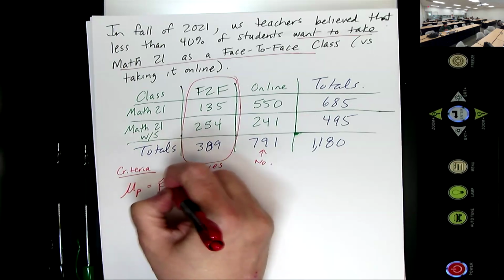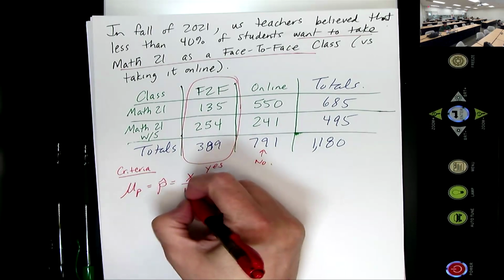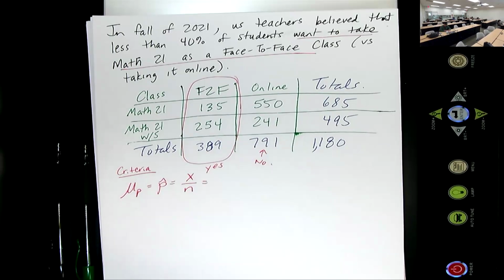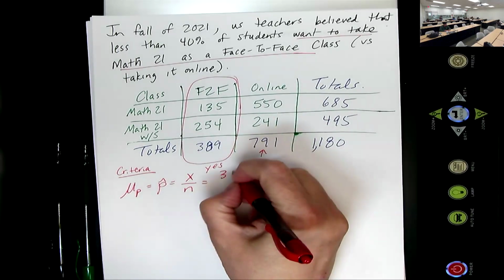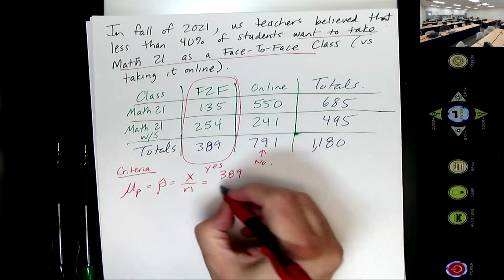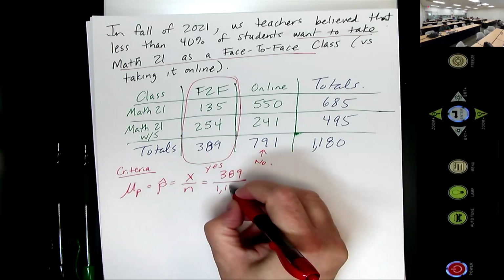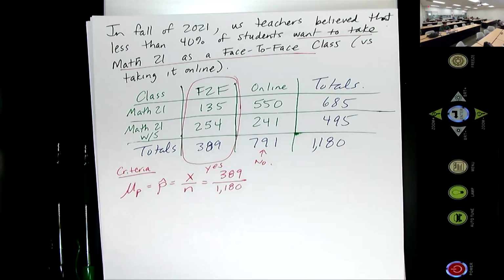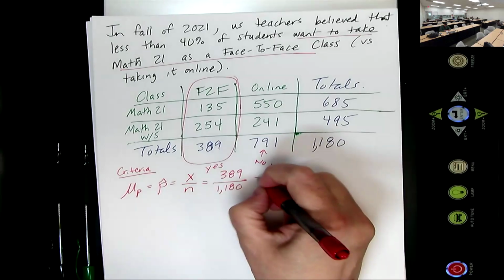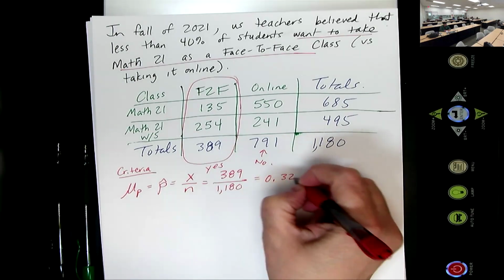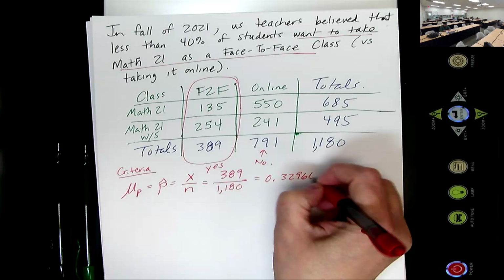Our p hat, remember when we do proportions, it's x over n. The people that are in favor of whatever it is or have the trait, which in this case is 389, and n is the total number of people, 1,108. Throw that in the calculator, you're gonna get 0.32966.